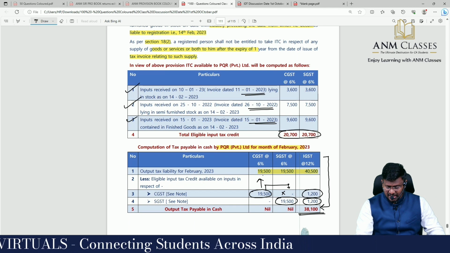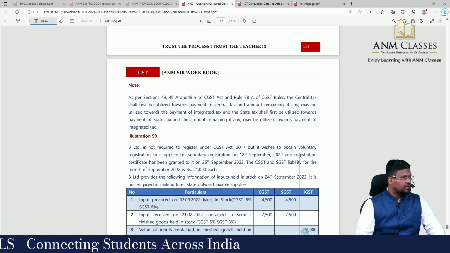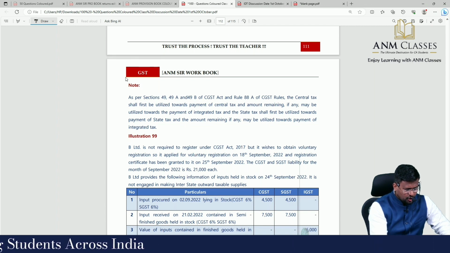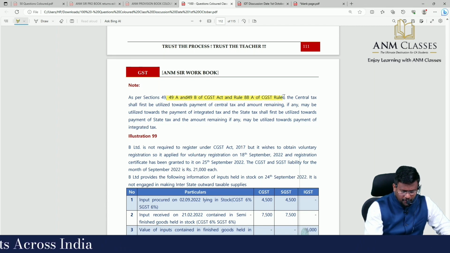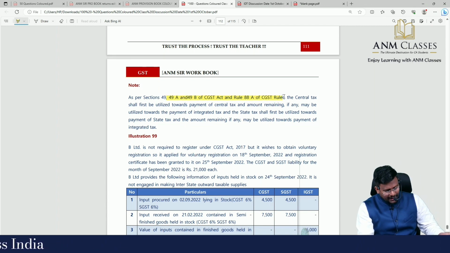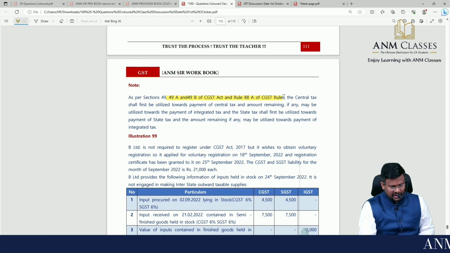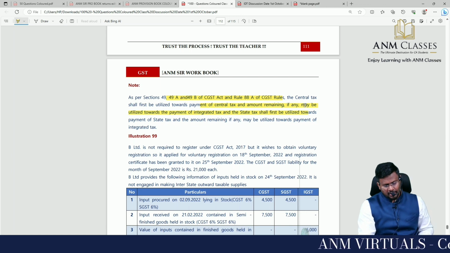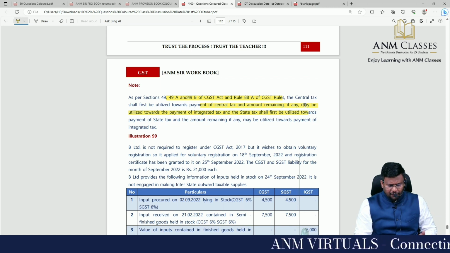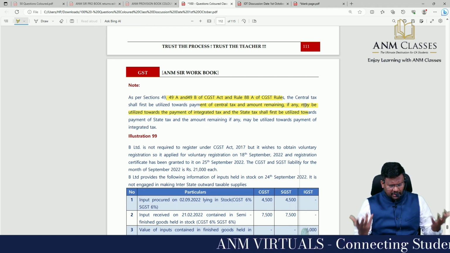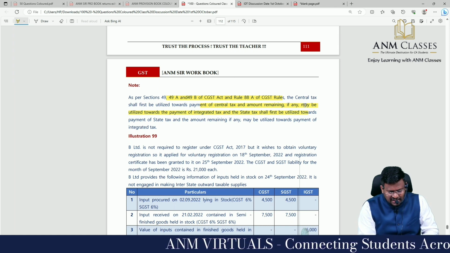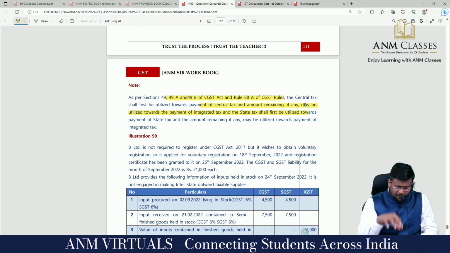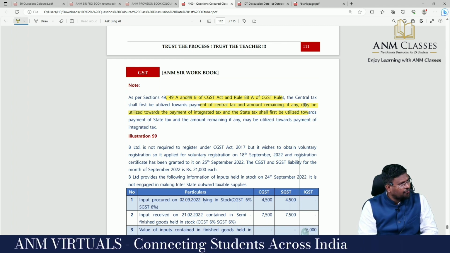I will be discussing that rule in detail in the coming. As per section 49, 49A and 49B of CGST Act and rule 88A of CGST rules, central tax shall be first utilized towards payment of central tax, and amount remaining, if any, may be utilized towards payment of integrated tax, and state tax shall be first utilized towards payment of state tax, and amount remaining, if any, may be utilized towards payment of integrated tax.